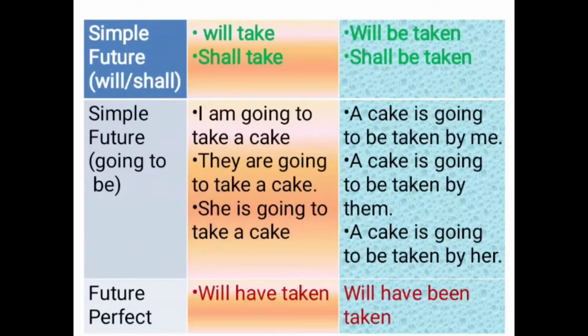Now the simple future, will or shall. So simple future can be written using will or shall or also going to. If it is will or shall, then will take, shall take changes to will be taken or shall be taken. And we'll look at the examples of going to. I am going to take a cake. A cake is going to be taken by me. They are going to take a cake. A cake is going to be taken by them. She is going to take a cake. A cake is going to be taken by her. So "going to be" is what we use in passive voice. Then the future perfect will have taken in active voice changes to will have been taken in the passive voice.